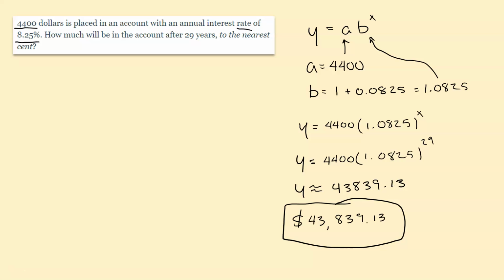One thing to note is make sure you're rounding properly. If you put in 43,839.12, Delta Math is going to count that wrong, even though it's very close. And don't think that because you're rounding, it's okay to be off by a little bit, because it's not. Delta Math expects you to get this exact answer. So this answer is not okay.